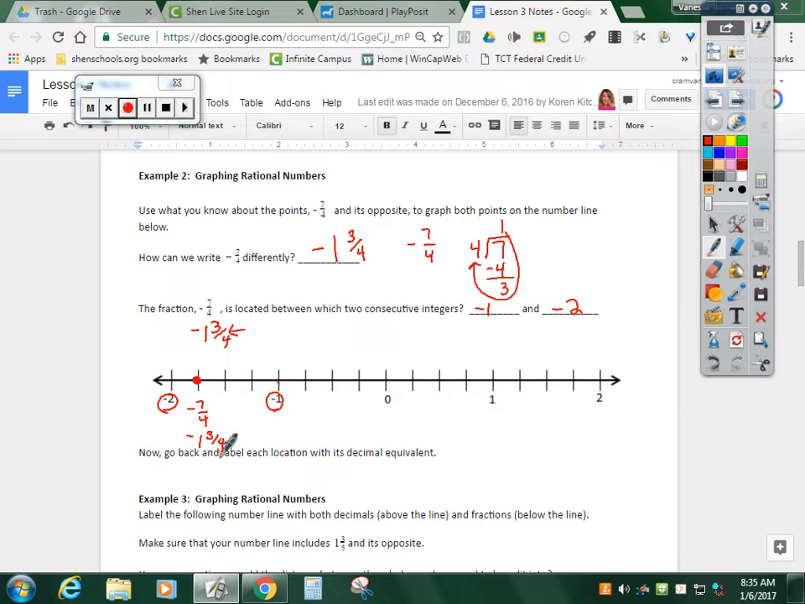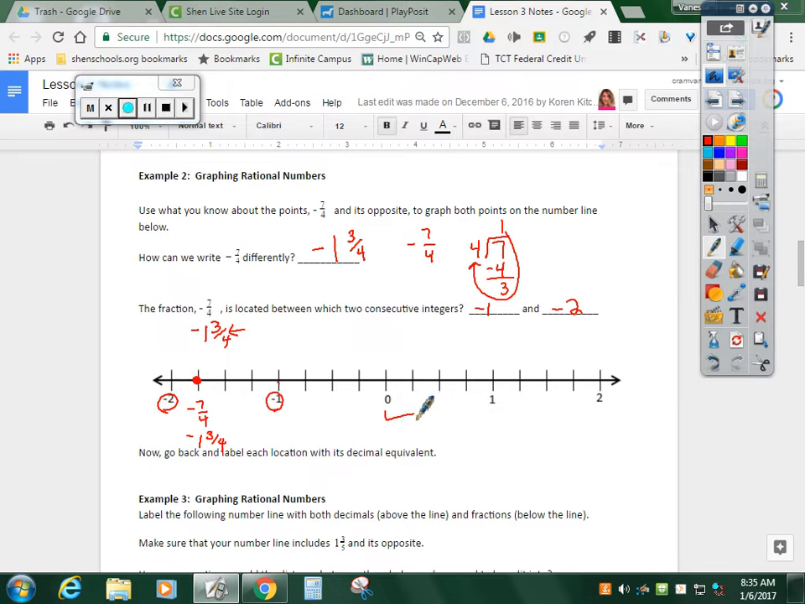Some kids make a mistake and say, oh, -1 and 3/4, that's right here. No, no, no. You have to start at 0 and go down 1 and an additional 3 out of 4 pieces, okay? Now go back and label each location with its decimal equivalent. Well, first thing I would have you do is do them all with fractions.